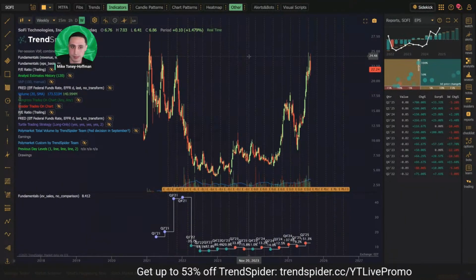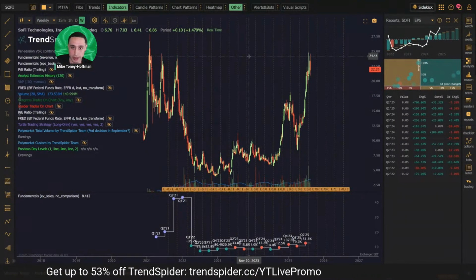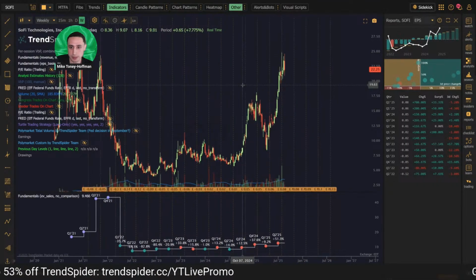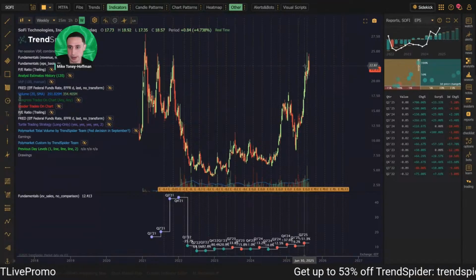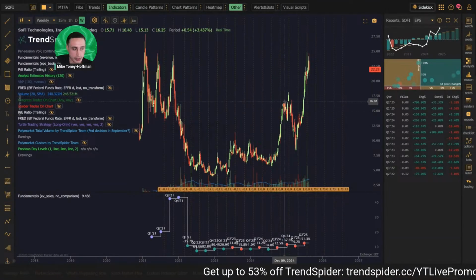I think you're probably better off waiting at this point. It has come down a bit, but maybe it'll just consolidate in this 18 to 25 range for a while. Maybe you can get in lower down here.